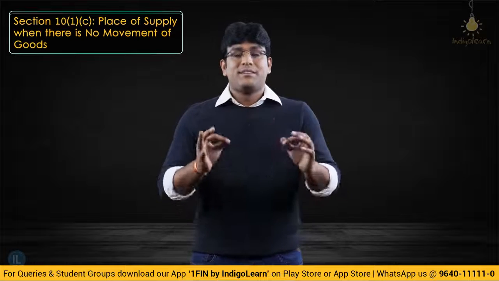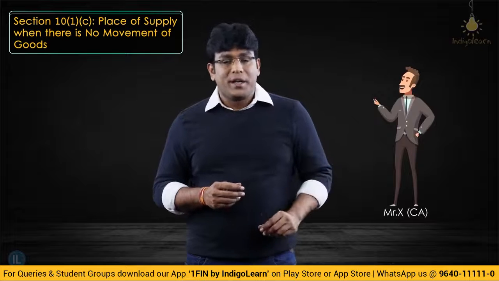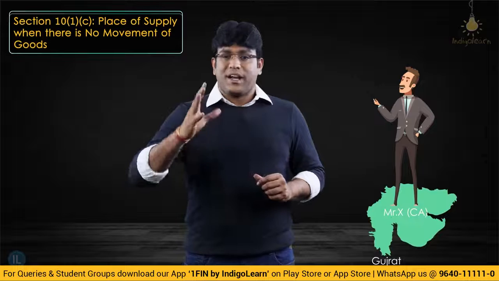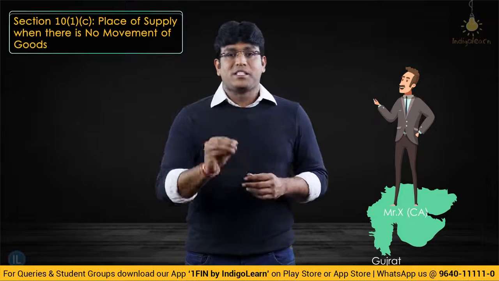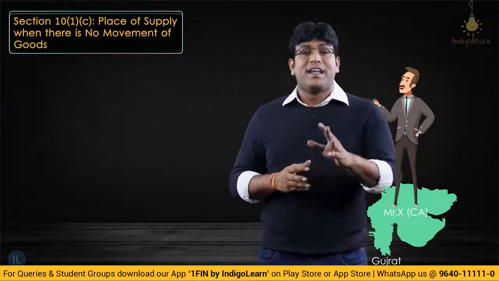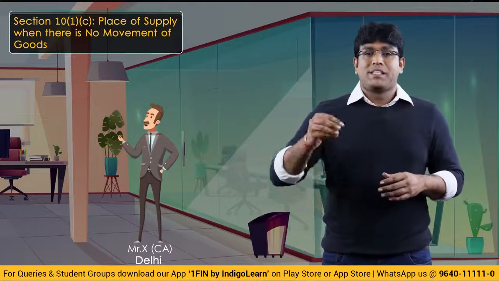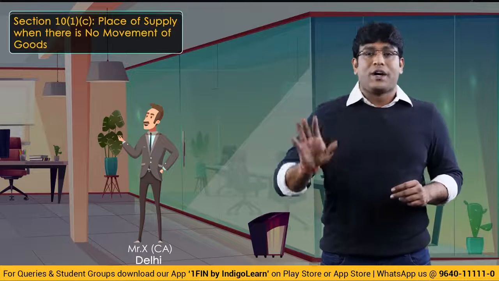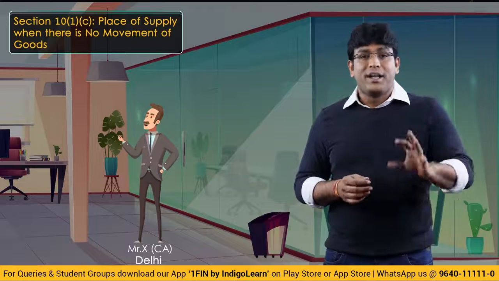Let's say there is one person known as Mr. X, who is a chartered accountant, who is a registered person in Gujarat. And this person, Mr. X, he wanted to set up or establish one office in Delhi. For that purpose, he went to Delhi and he purchased some office space which has also got pre-installed furniture. That means he purchased office space along with furniture in Delhi.